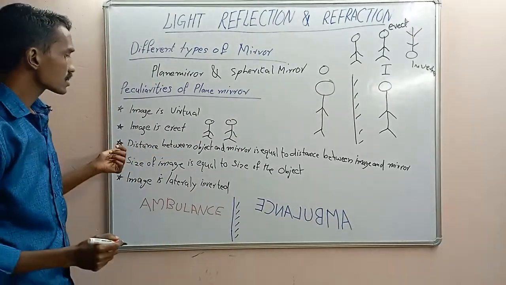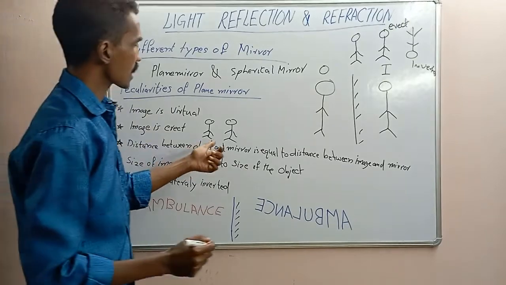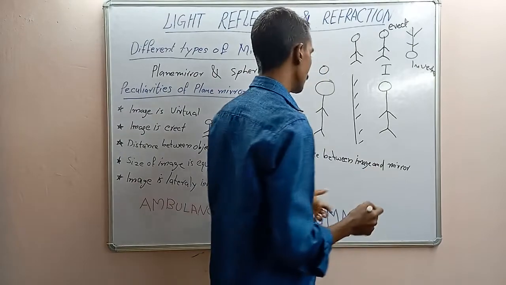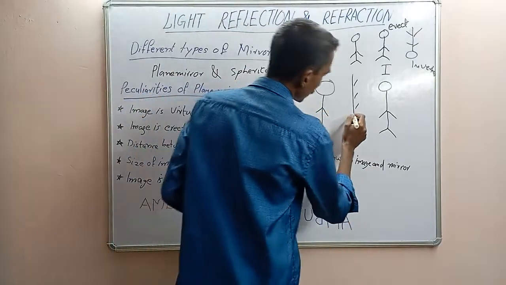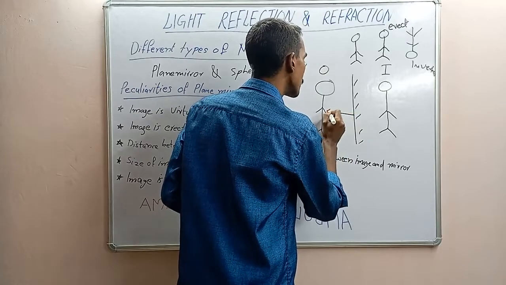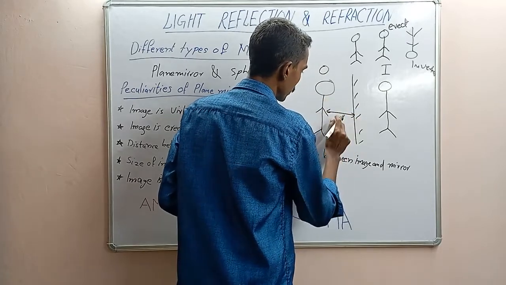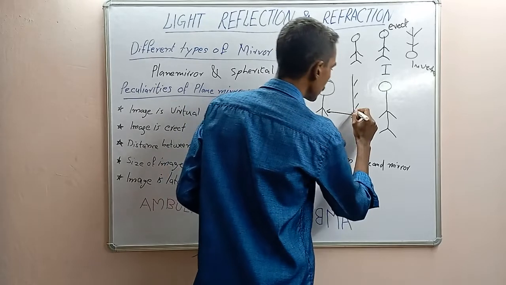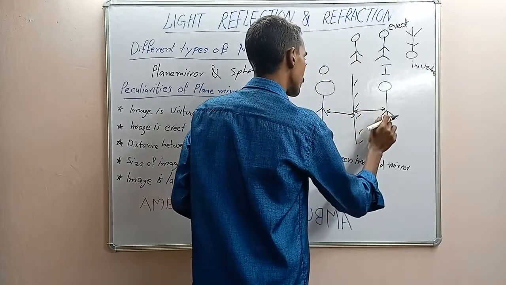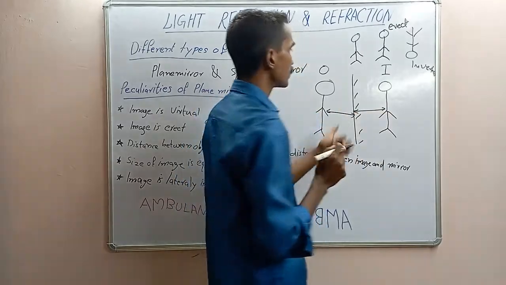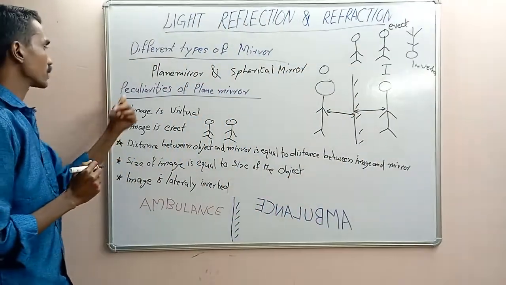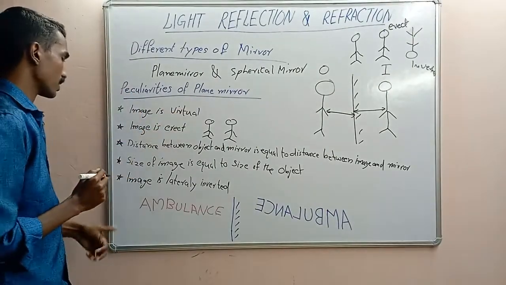Next one is that the distance between the object and the mirror is equal to the distance between the image and the mirror. So this is a mirror, and this is the object. This is the third peculiarity of the plane mirror.